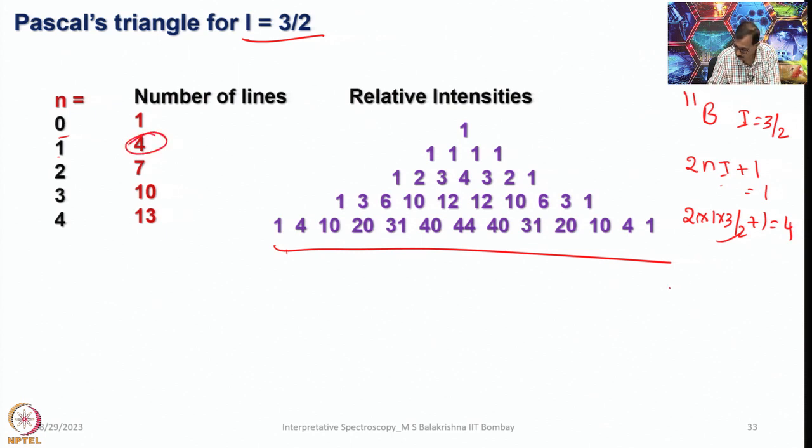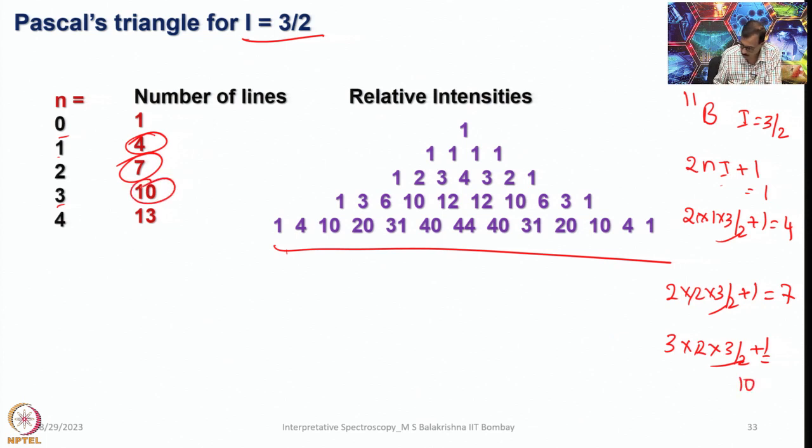What would happen if 2 are there? 2 into 2 into 3/2 plus 1, so it becomes 7 lines. Similarly, for 3, 3 into 2 into 3/2 plus 1, so we get 3 into 3, 9, plus 1, 10 lines. Similarly, you can go for 4 and we get 13. That means if 4 equivalent nuclei with I equals 3/2 are splitting, then 13 lines will be there, and the corresponding intensity will be this one.